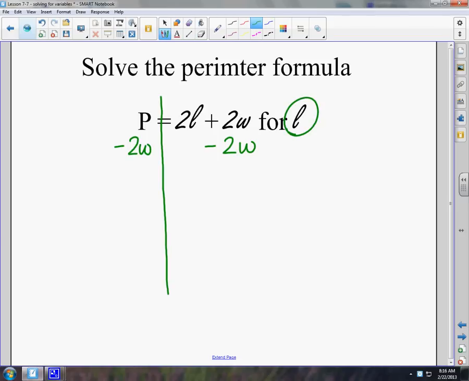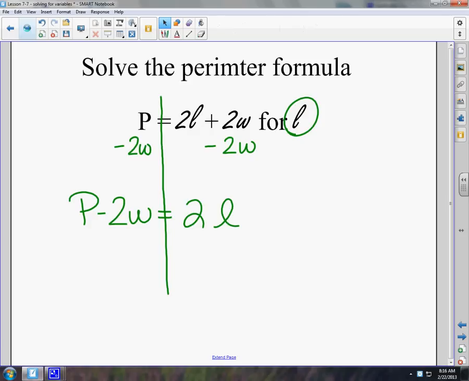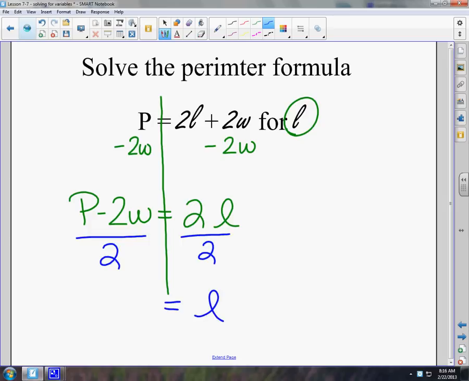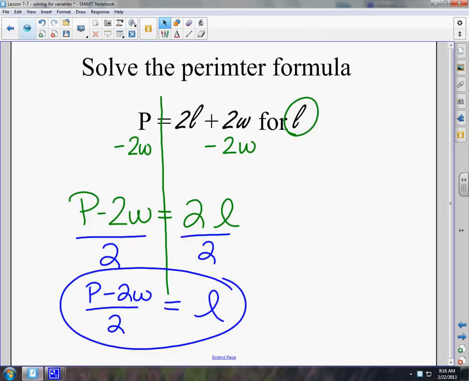So I'm going to minus 2W. Can I do P minus 2W? Well, no, they're not like terms. So then I just write that: P minus 2W equals 2L. Now, I want to get rid of the 2 because I just want the L. So I'm going to divide both sides by 2. So now I know what L is. L equals P minus 2W, divided by 2. So you end up getting these crazy formulas, which if you're an engineer or if you go into a job that requires a little bit of math, you'll probably come across these in your later life.